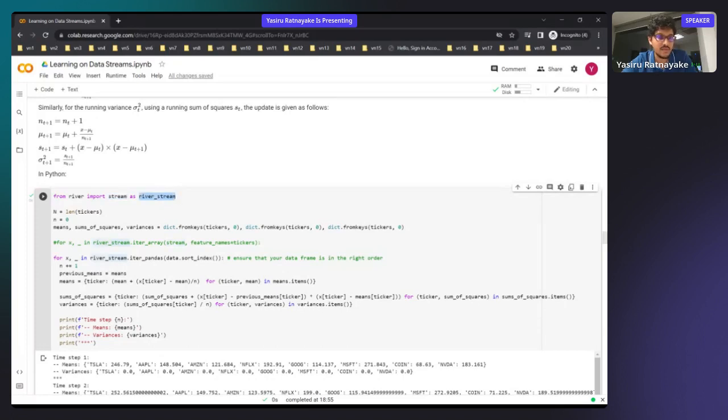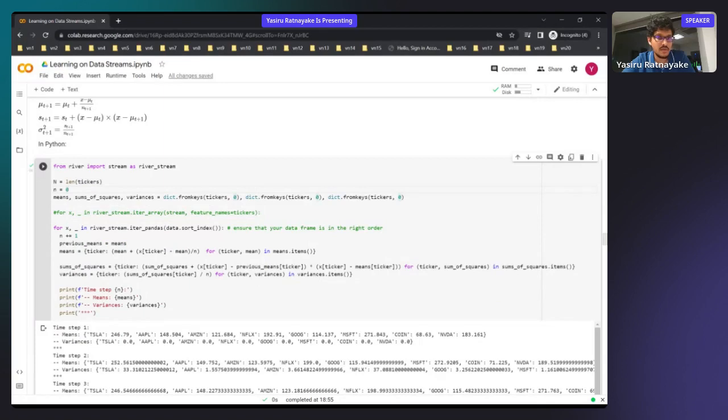What river stream lets you do is, after I've got some things out of the way, I again have a number of tickers. I'm going to start a counter at 0, but I'm also going to zeroize some other things. What I'm going to have are 3 dictionaries: means, sum of squares, and variances. These are initially just going to be dictionaries with zeros, and they each have the set of keys being the tickers that you're interested in.